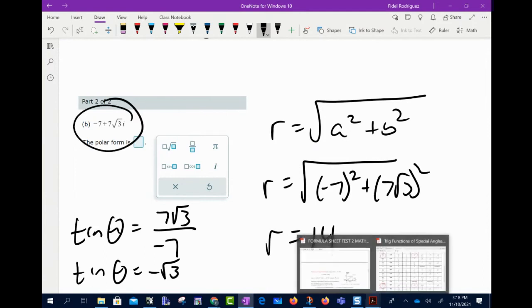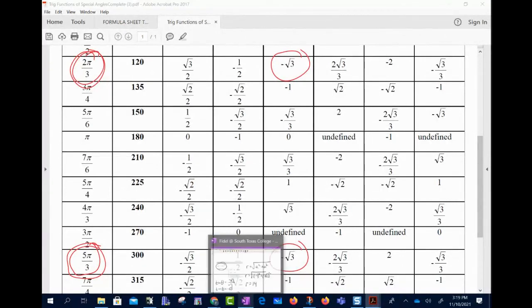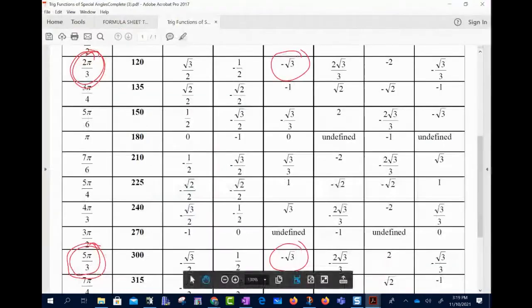But now, when I look at my chart, we're actually in the second quadrant, right? Because when I come back over here, my a is negative and my b is positive. So we're now in quadrant 2. So our theta here was, I think, 2 pi over 3. Yeah, our theta here is going to be 2 pi over 3, right?